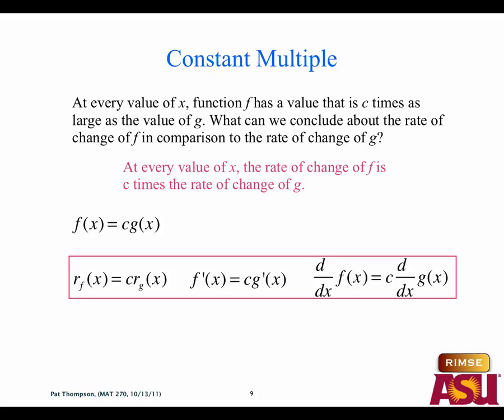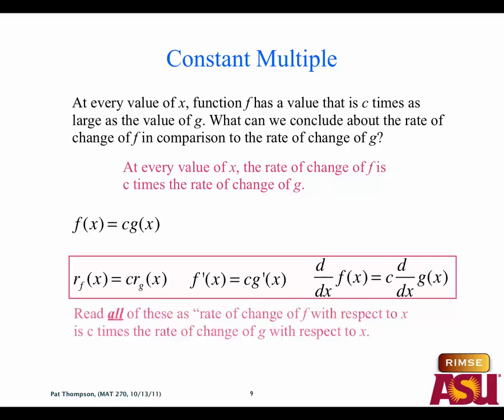And then again, here would be your notation showing that. Again, they're all read as the rate of change of f with respect to x is c times the rate of change of g with respect to x.